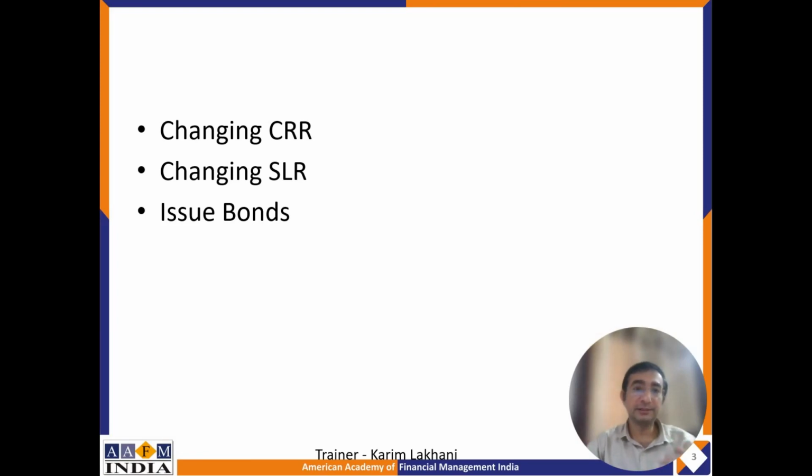So these are the three tools which the central bank will use other than changing the interest rate, interest rate in the sense of repo rates, reverse repo rates. Beyond that, these are the three tools that they will be using.